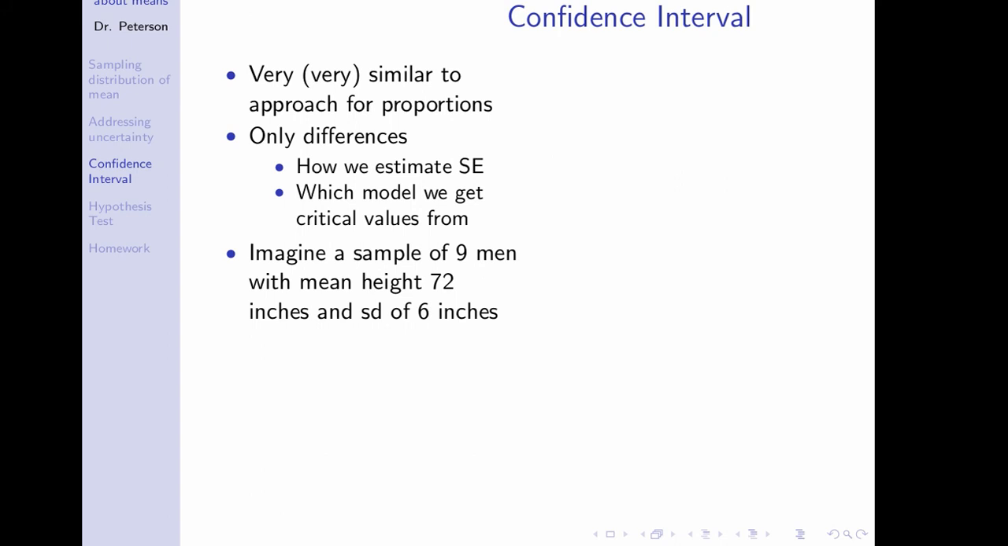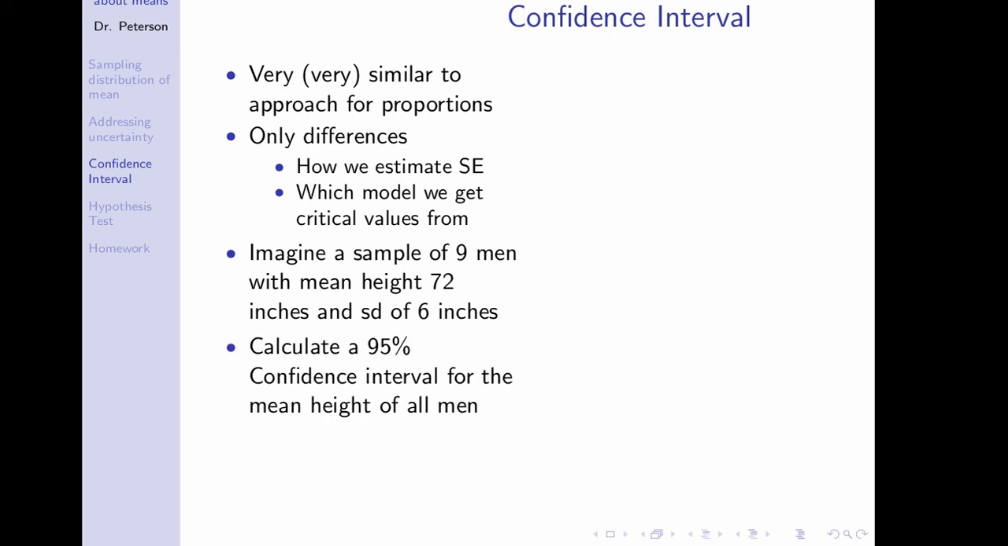So let's start with a single example of a sample of 9 men with a mean height of 72 inches and a standard deviation of 6 inches. These are slightly artificial numbers made to make the calculations a little bit easier for us, but this isn't that far off from reality. So we want to calculate a 95% confidence interval for the mean height of all men, assuming these men are a good representative sample of all men.